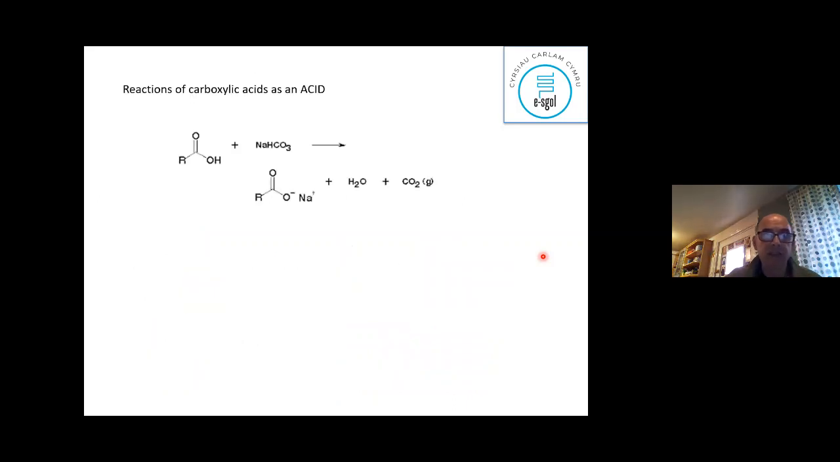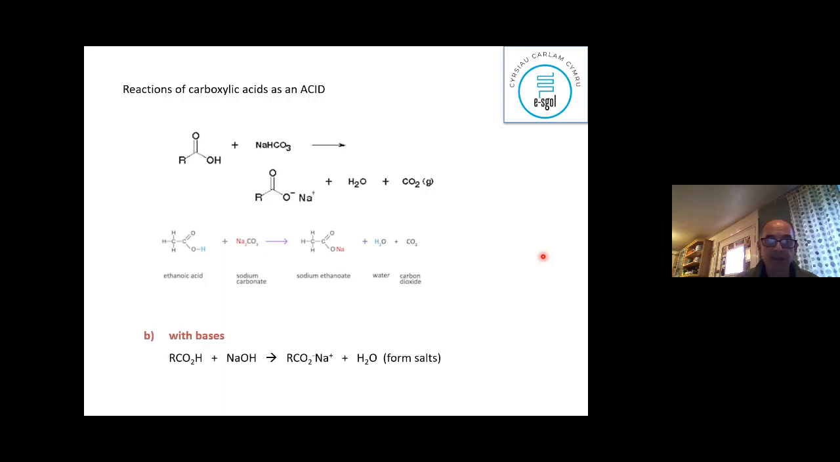As an acid, it can react with sodium hydrogen carbonate to release carbon dioxide. If you react it with sodium carbonate, it also releases carbon dioxide. With bases, it will form the salt: sodium ethanoate, sodium propanoate, sodium benzoate, whatever carboxylic acid you started with. The test for a carboxylic acid is fizzing with sodium hydrogen carbonate or sodium carbonate, the CO2 being released.